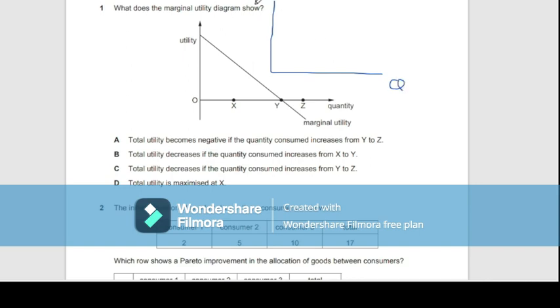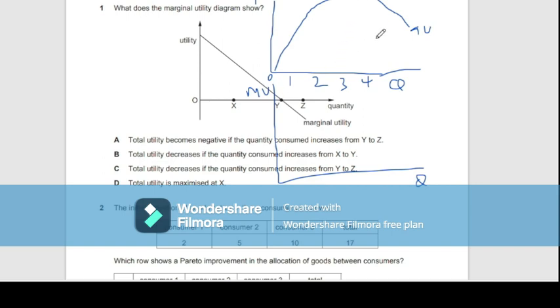shows utility, total utility, and beneath it we can draw the marginal utility graph. So MU. So as consumption of a good increases from 1, 2, 3, 4 units, total satisfaction keeps on increasing, reaches a maximum, then starts to decrease. So this is the total utility graph.